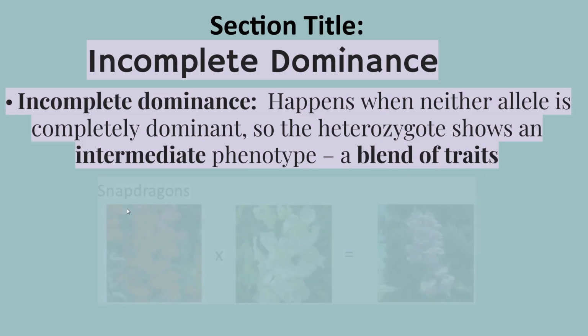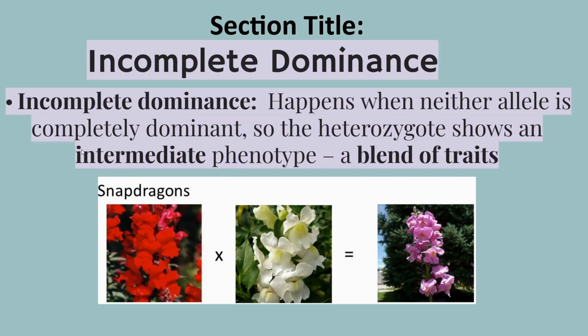Let me show you an example. You have snapdragons. Red snapdragons would have two red alleles, and white snapdragons would have two white alleles. Now, if those were crossed, you would get not one of these dominant, rather a blend of the traits, resulting in a pink snapdragon. So go ahead and write your definition of incomplete dominance.